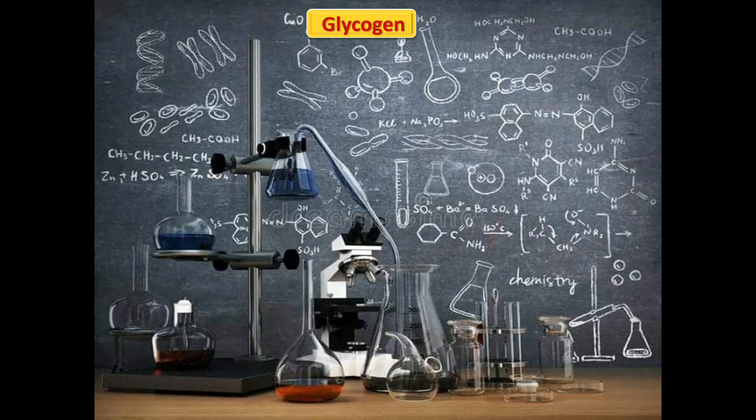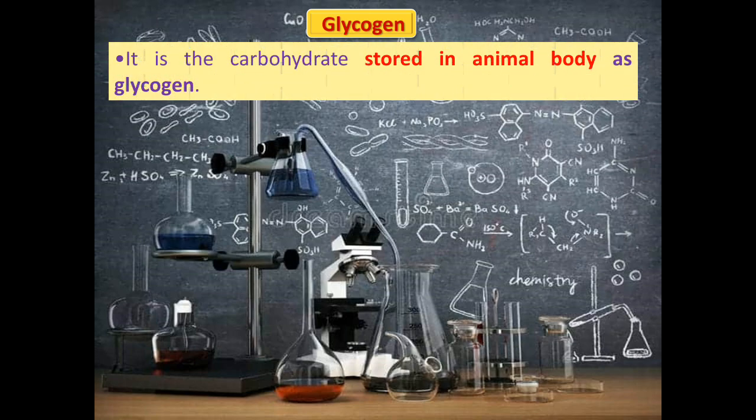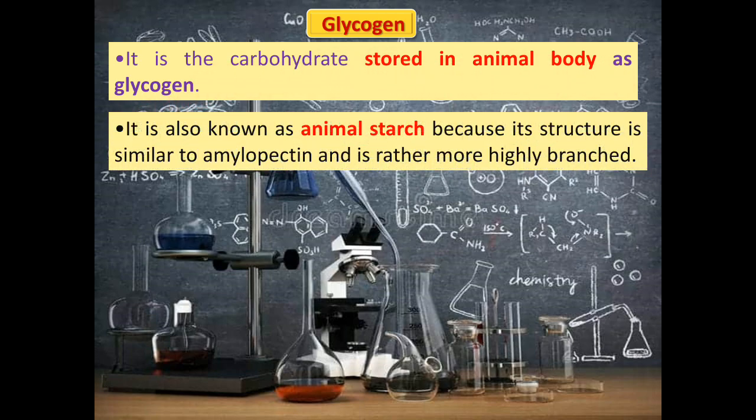The third one is glycogen. It's a polysaccharide, carbohydrate stored in animal body. Just recall your memory. Cellulose is stored in the plant kingdom, whereas glycogen is stored in an animal body. It's glycogen. The carbohydrate stored in the animal body is glycogen.